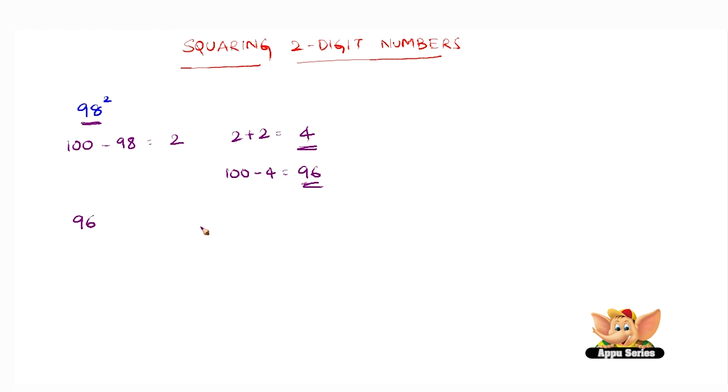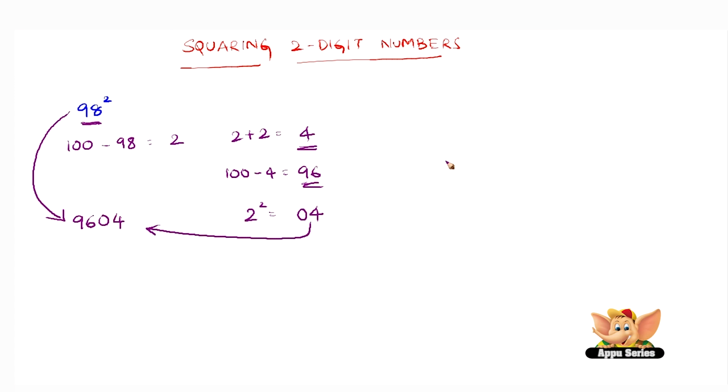Now what we have to do is square 2, which gives us 4. Now since 4 is less than 10, place a 0 before 4 and now join 04 to 96, which gives us 9604. So 9604 is the answer of 98 square.